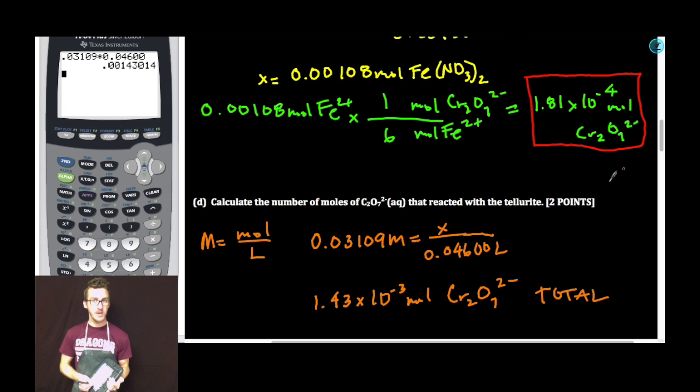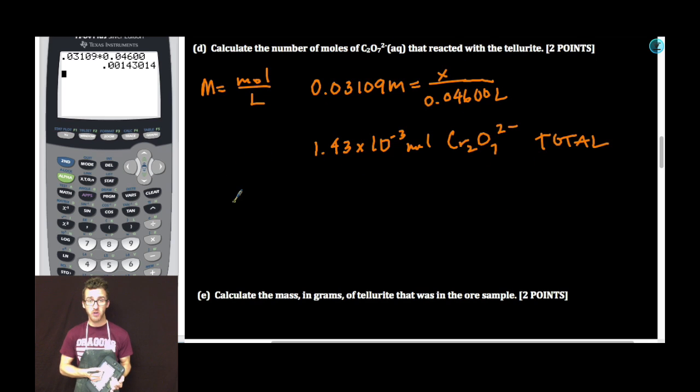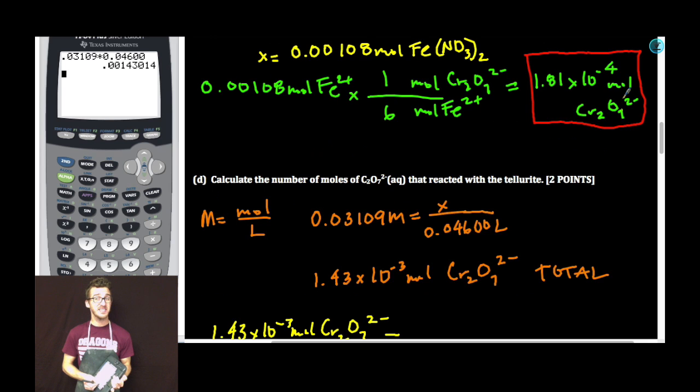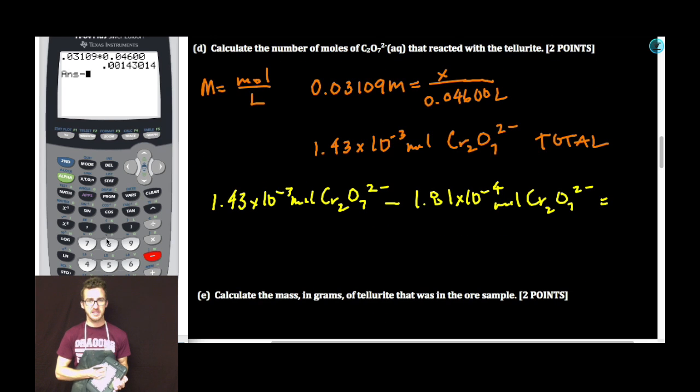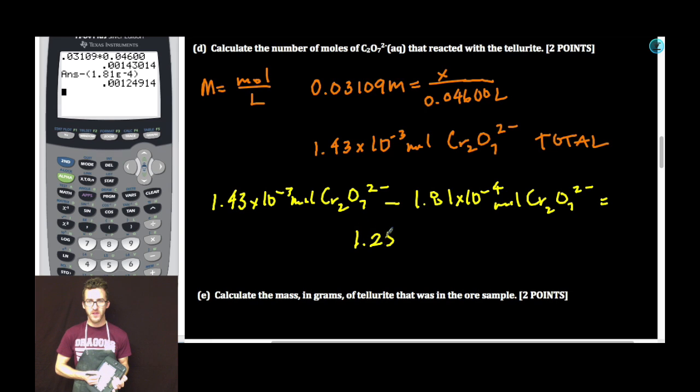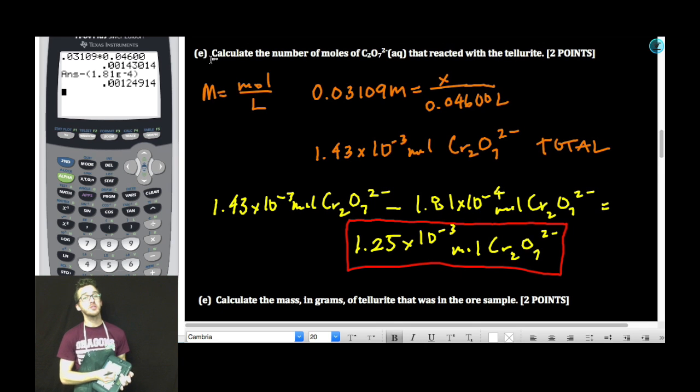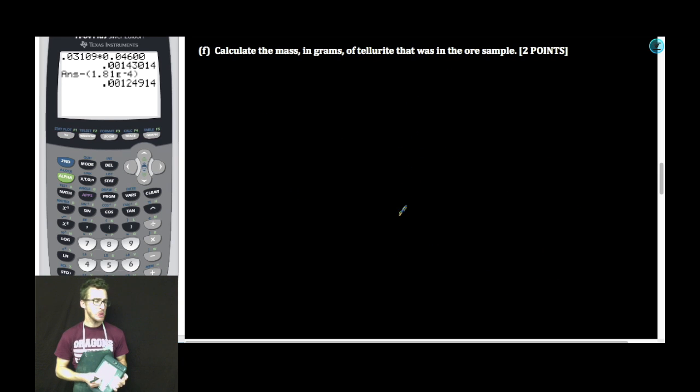But remember, we added so much, there was 1.81 times 10 to the minus 4 moles of dichromate in excess. So I'm going to take my total amount of dichromate and subtract the excess amount of dichromate. Calculator. Minus 1.81 times 10 to the minus 4, which gives me 1.25 times 10 to the minus 3 moles of dichromate ion that reacted with the tellurite. Boom, like a boss. That was actually part E, which brings us to our final part, part F for fantastic.